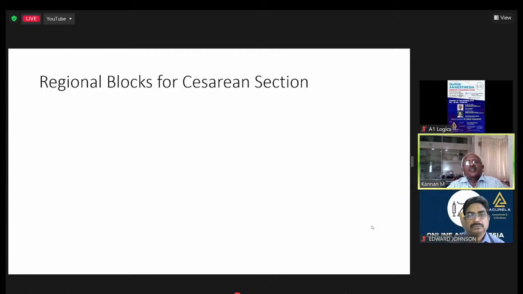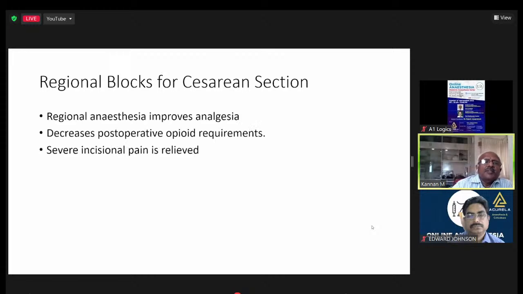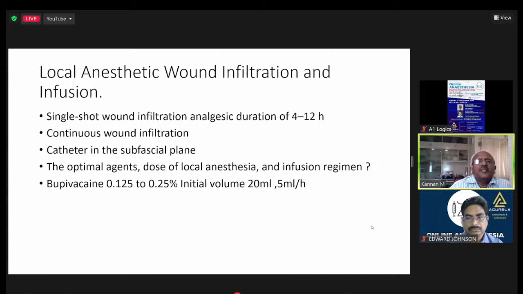Coming to regional blocks in cesarean section. As a part of enhanced recovery after surgery, not only intrathecal morphine but regional anesthesia also plays an important role. Regional anesthesia improves the analgesia, decreases the postoperative opioid requirement, and relieves severe incisional pain so that chronic pain syndrome can be avoided. What are the techniques of local anesthetic? One of the easiest techniques is local anesthetic wound infiltration and infusion.